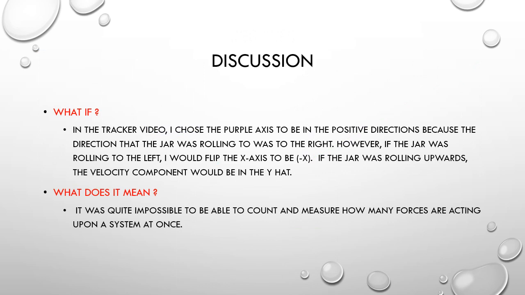All right, so any what ifs? For the tracker video, I chose the purple axis to be in a positive direction because the jar was rolling to the right. It's just a lot easier to have right be the positive x direction. However, this could have been rolled to the left. I would just have to flip the x-axis to be in the negative direction. If it were rolling upwards, same thing, I would just have to roll it into the y hat. And what does this mean purpose-wise?